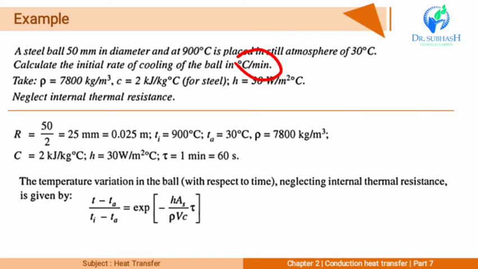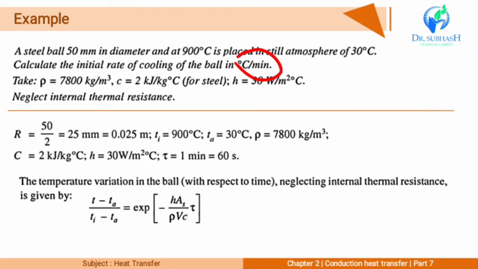So let's start the solution with calculating first radius r. So r is equal to 50 divided by 2, 50 is the diameter. So we got the radius r 25 mm and is equal to 0.025 meter.